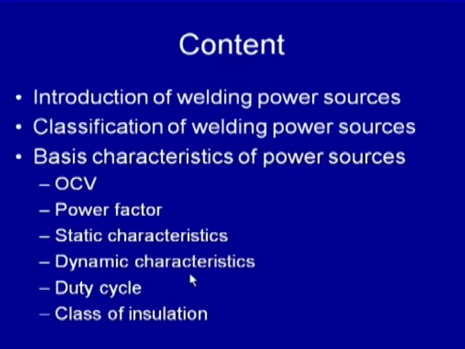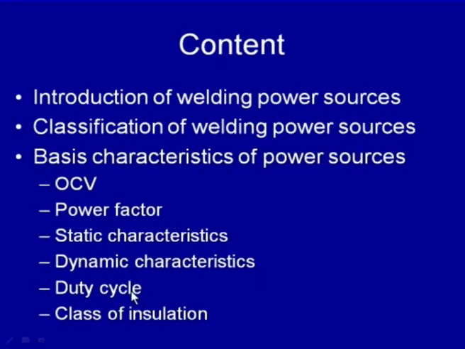And the next is the dynamic characteristics, which indicate how promptly the power source will respond to changing welding conditions, especially arc length, during actual welding, because the welding arc is considered very unstable and very transient conditions are experienced as far as variation in welding current and arc voltage is concerned.